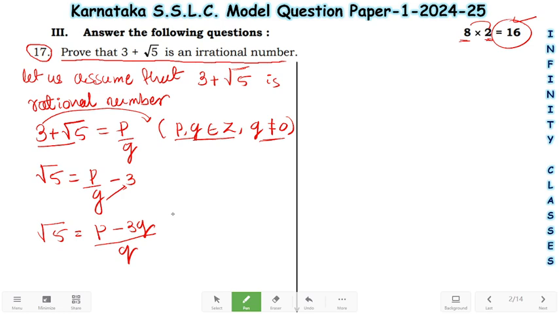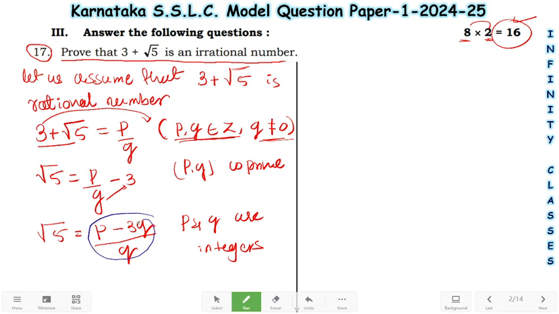Here P and Q are co-prime numbers. So here P minus 3Q divided by Q is a rational number. Here P and Q are integers, and Q is not equal to 0, as we wrote at the start, P comma Q belongs to Z and Q is not equal to 0. If P and Q are integers, then we can say P minus 3Q divided by Q is a rational number.